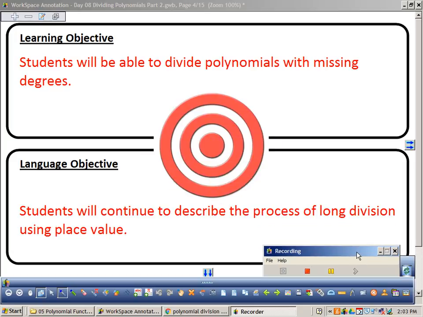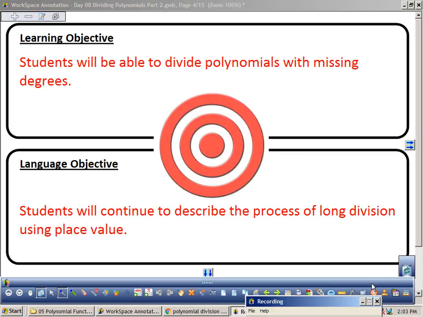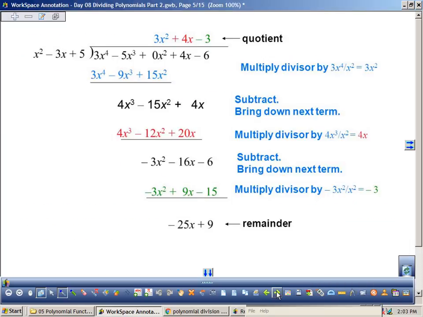Talk about being able to divide polynomials with missing degrees. I'm going to get there in a minute, but you guys are doing really good. So this is what we did yesterday. Or no, this has a remainder. So this is what's different from yesterday. And I'd like to write this.